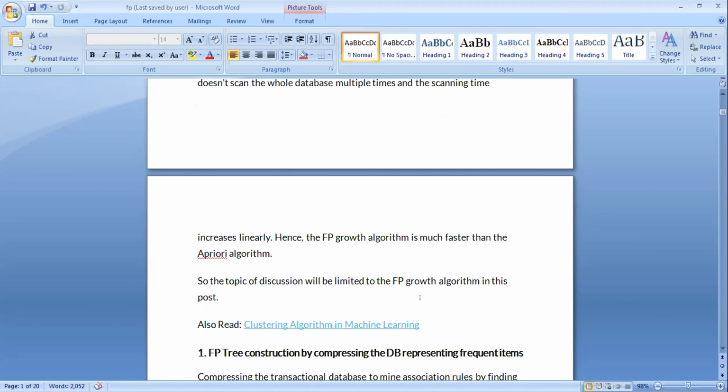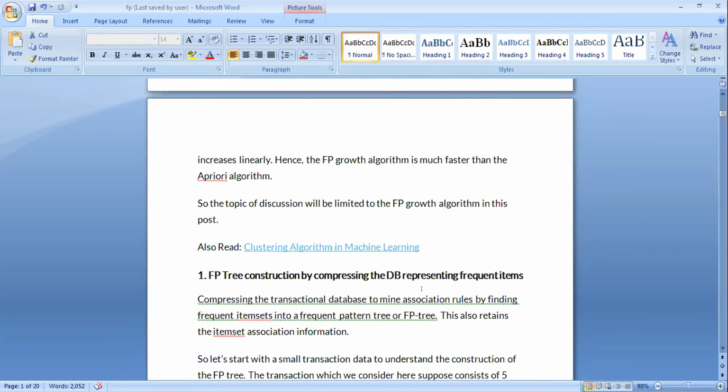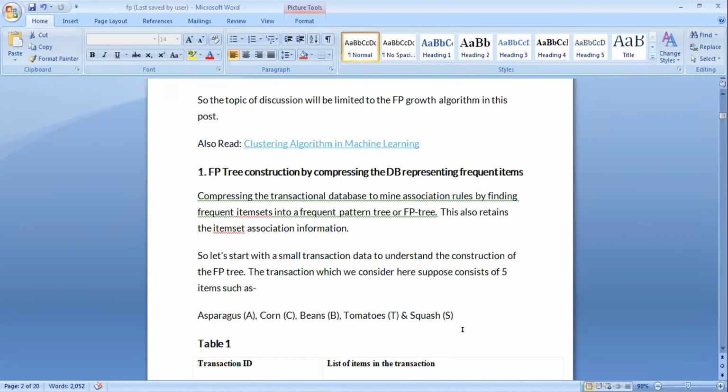So here I want to show how you can implement the FP growth algorithm. You can implement it simply with the FP tree only, that is the frequent pattern tree. It compresses the transaction database to mine the association rules by finding the frequent item sets into a frequent pattern tree, or FP tree. So let us see the example here.